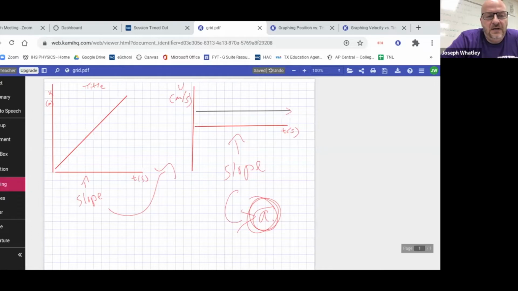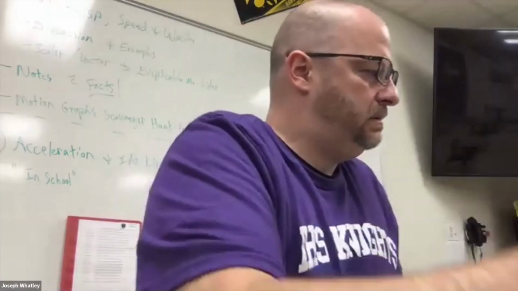But that's what I wanted to show you: we've talked about position graphs and how the slope of the position graph gives us velocity. But I also wanted to let you know that you can graph velocity, and the slope of that velocity graph will get you acceleration. Okay, so now we can get out of that. Stop share. And let's see where we are.